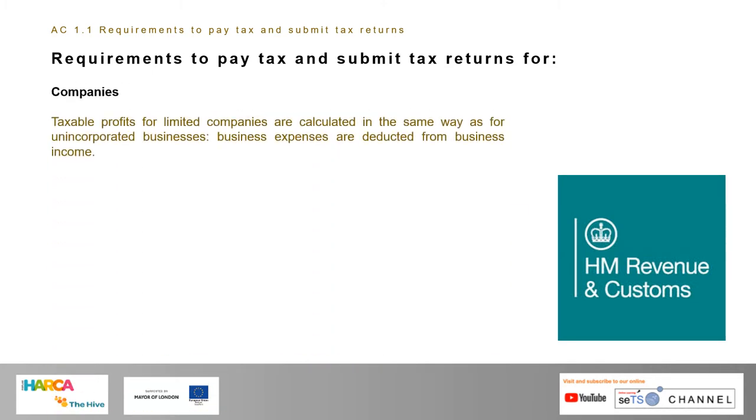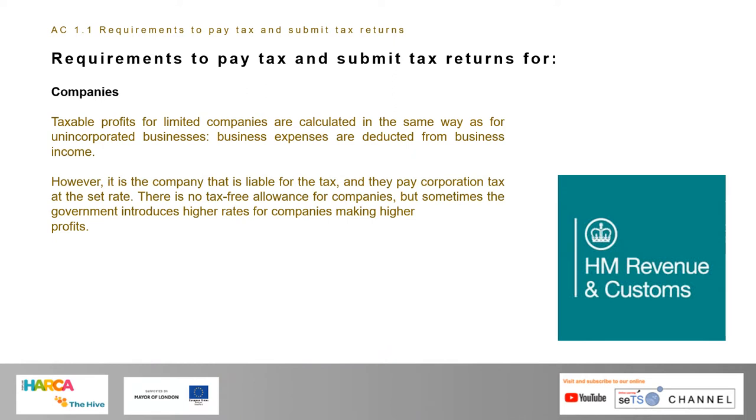Companies. Taxable profits for limited companies are calculated in the same way as for unincorporated businesses. Business expenses are deducted from business income. However, it is the company that is liable for the tax, and they pay corporation tax at the set rate. There is no tax-free allowance for companies, but sometimes the government introduces higher rates for companies making higher profits.